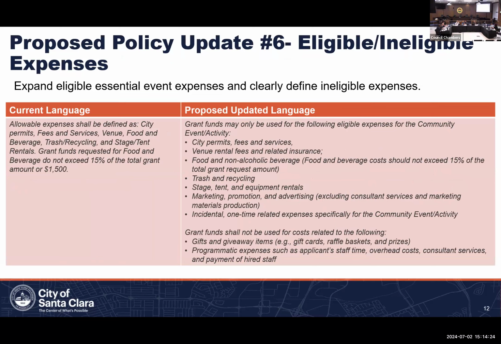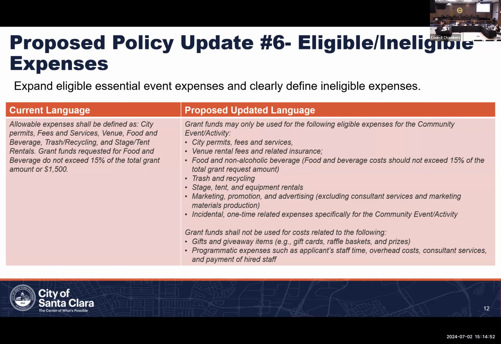And finally, our last proposed policy update is intended to provide assistance during the application process and outlines the types of expenses that grant funding can and cannot be spent towards. The current policy outlines allowable expenses such as city permits, fees, and services, and other event costs, including venue, food, and stage or tent rentals.